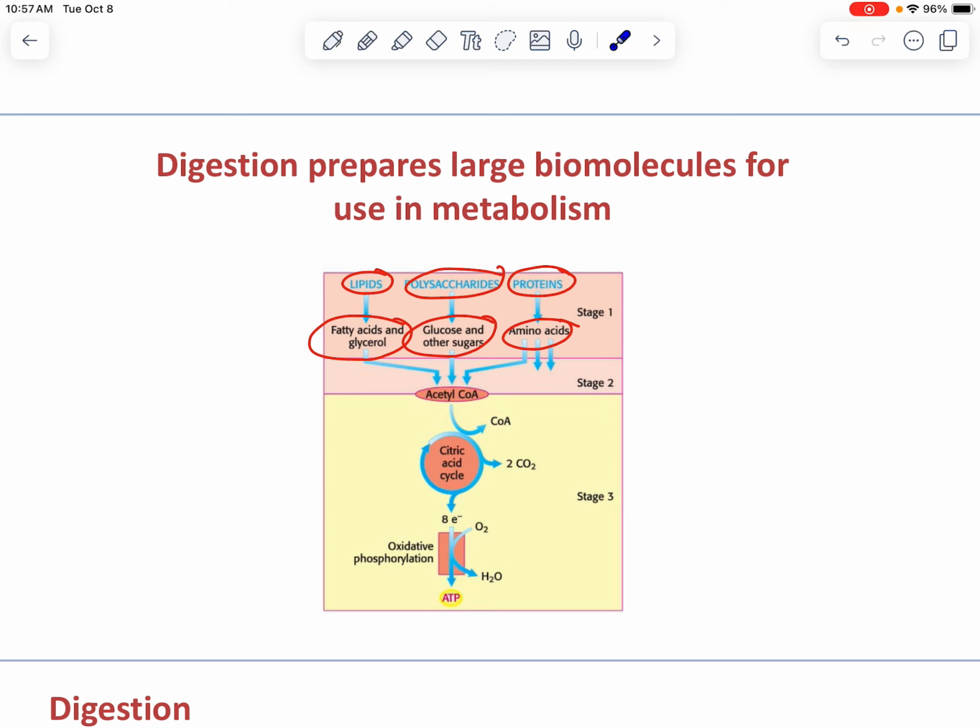After that, as we talk about metabolism, we're going to see it gets converted into something called acetyl-CoA, which then gets moved into the citric acid cycle. We make carbon dioxide. We create some ATP, some usable energy. We're going to talk about all of that in detail. But first, we've got to talk about digestion.